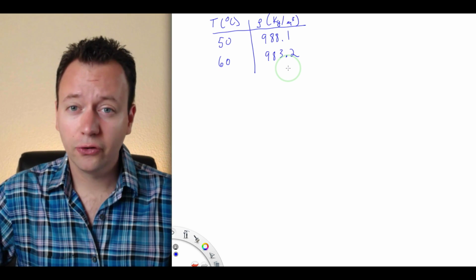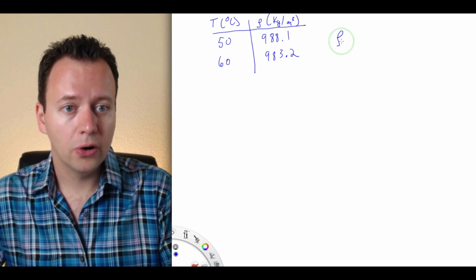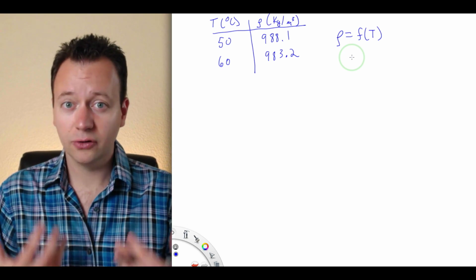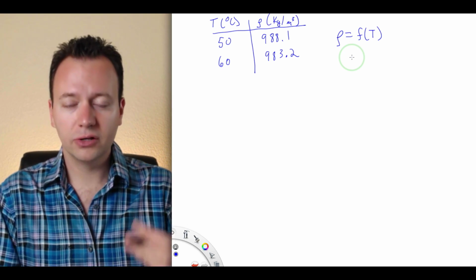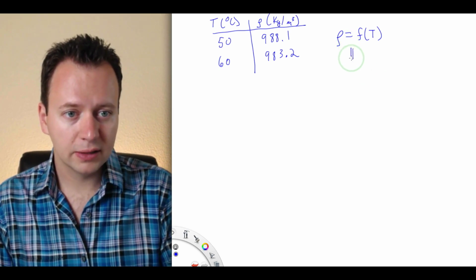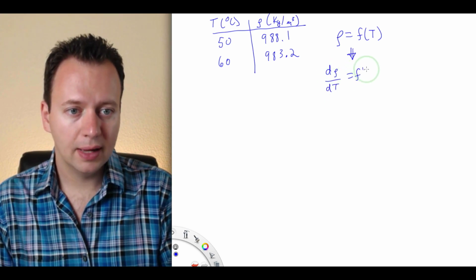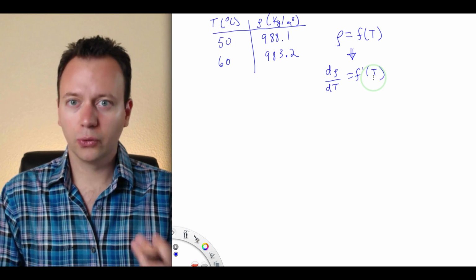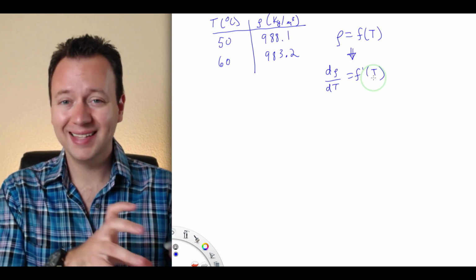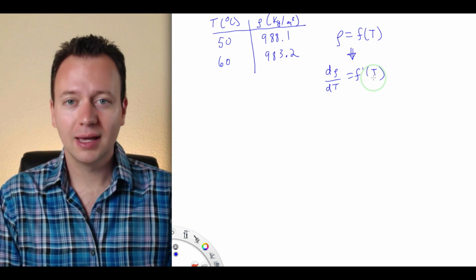So to begin, let's first start by just defining our function. So let's let rho equal f of t. So here we're saying that the density is a function of temperature, and this functional relationship is given by the function f. So when we differentiate this, we get d rho dt is equal to f prime of t. So that's the derivative of this function f with respect to time, and that measures the rate at which the density is changing per change in degrees Celsius, in other words, per change in temperature.